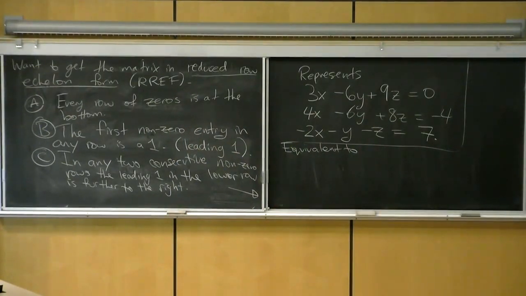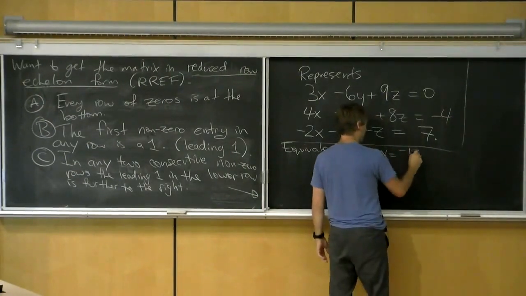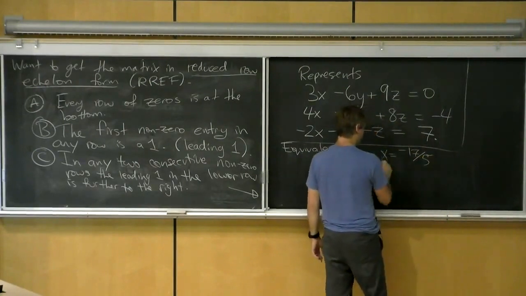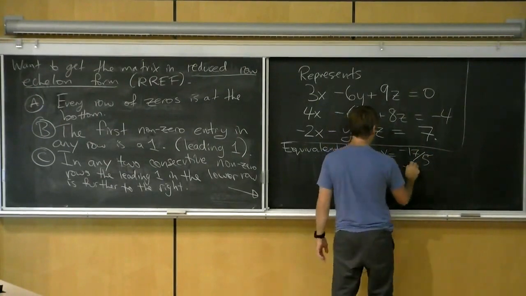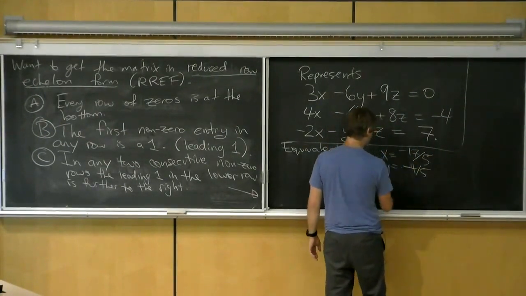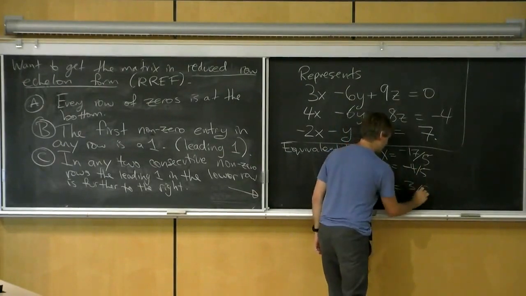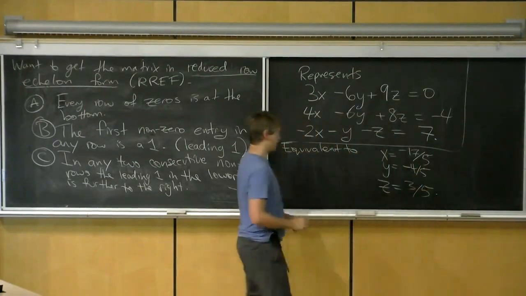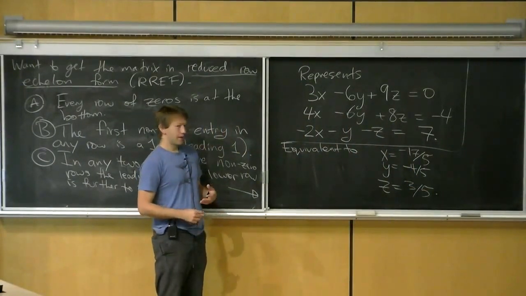But these equations are super, super simple. So what does this equation say? It says x equals negative 17 over 5. The second one says y equals negative 4 over 5. And the third one says z equals 3 over 5. Okay.